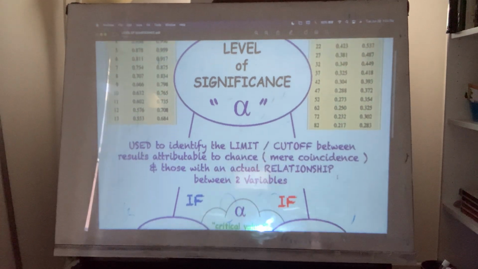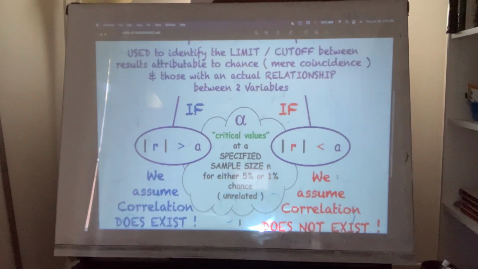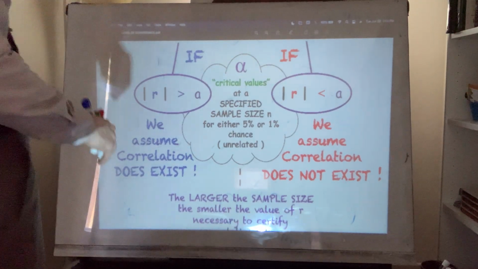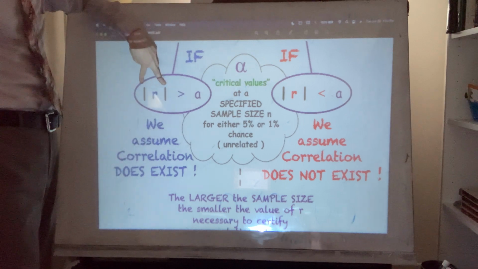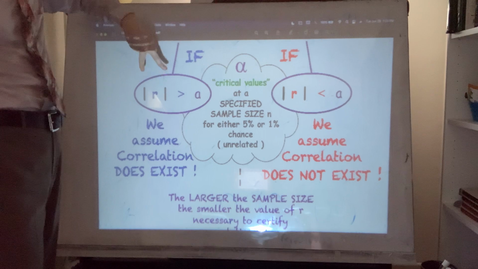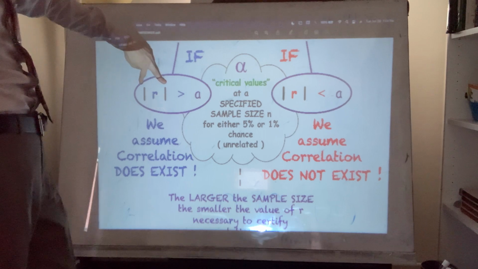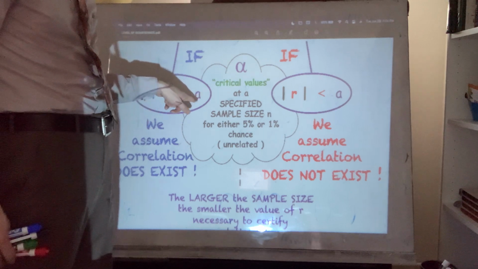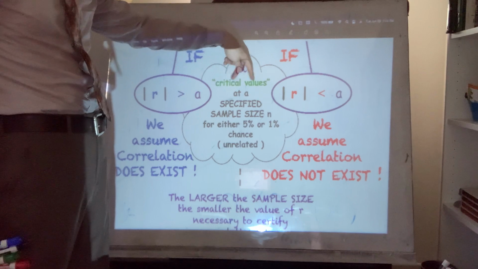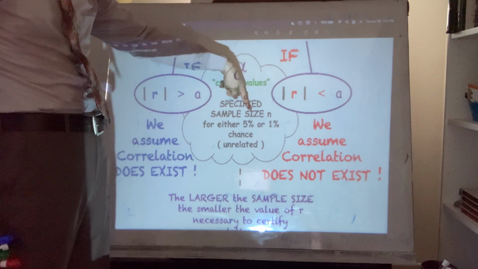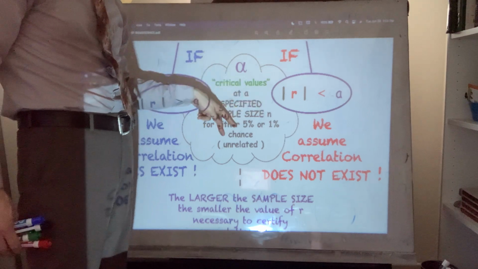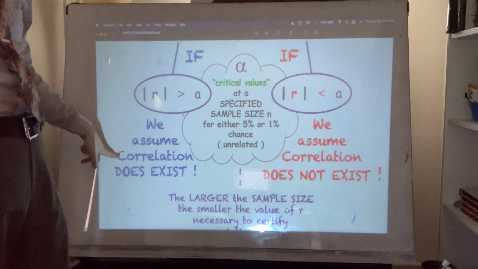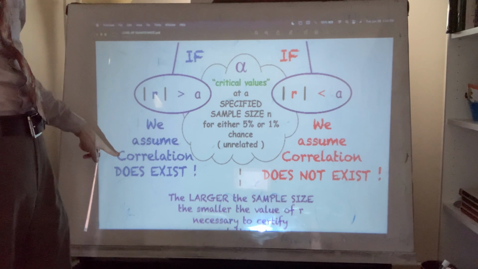Now, once you have calculated your linear correlation coefficient R, you're going to compare the absolute value of your R value, which means positive no matter what. We're just looking at magnitude. If the magnitude of your correlation coefficient is greater than alpha, that is the critical value at a specified sample size, for either a 5% or 1% chance unrelated, they're column headings you'll see, then you assume that there is a genuine relationship.